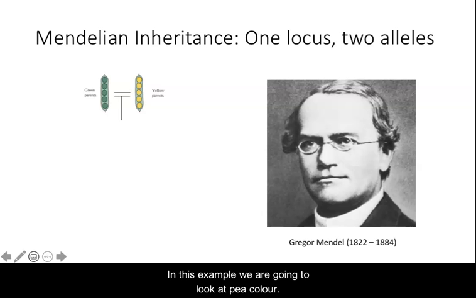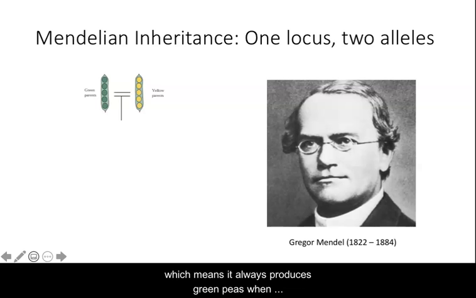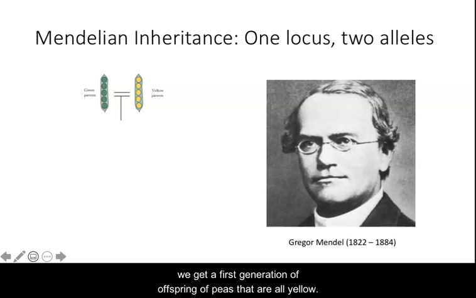In this example, we're going to look at pea color. So if we take a pure breeding green plant, which just means it always produces green peas when bred with another green pea plant, and we cross that with a pure breeding yellow pea plant, which just means that it always produces yellow peas when bred with another pure yellow plant, we get a first generation of offspring peas that are all yellow.